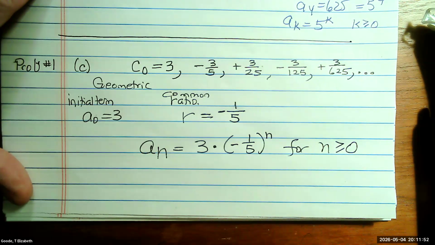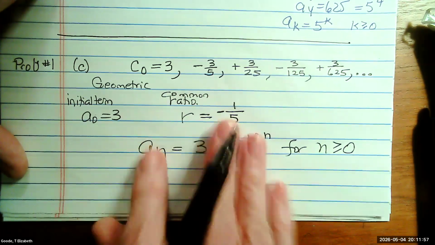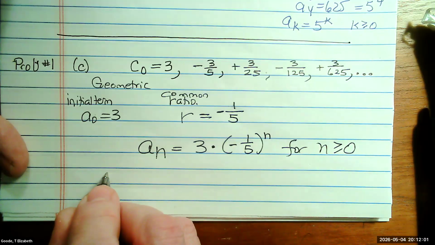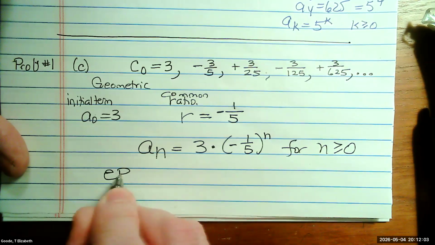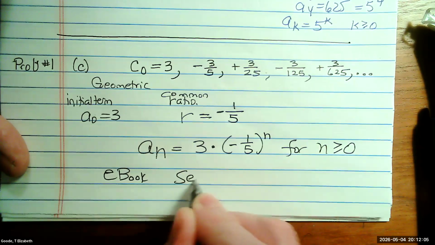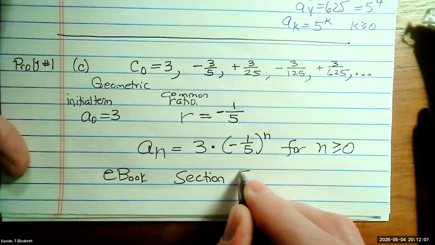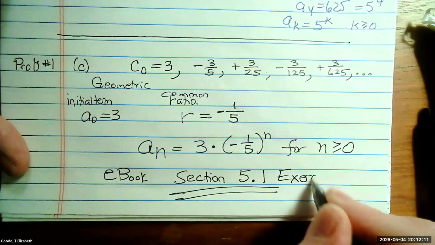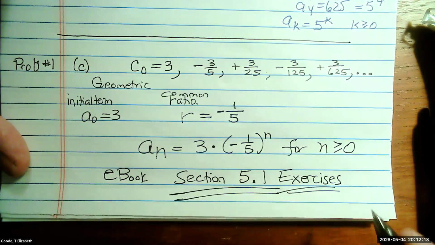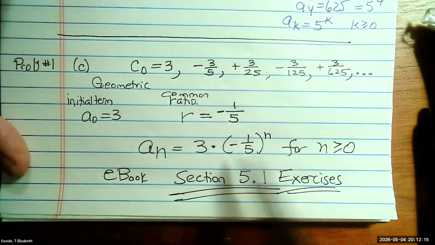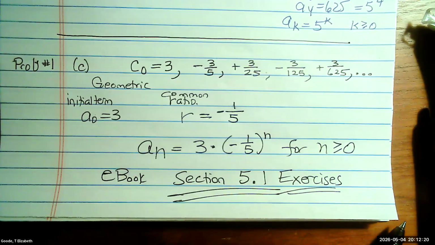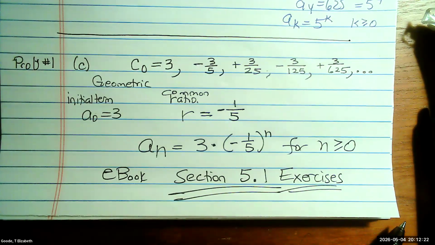Check the class notes, okay? And I gave you some due laters. And the other thing you can do is the ebook. This is section 5.1. Check out the exercises at the end of the ebook. A lot of them have the answers. And if you need more practice, you can get some more practice at the end of section 5.1, okay?